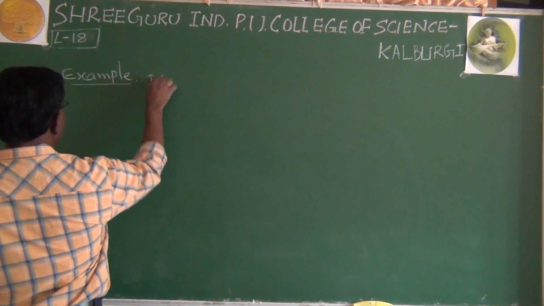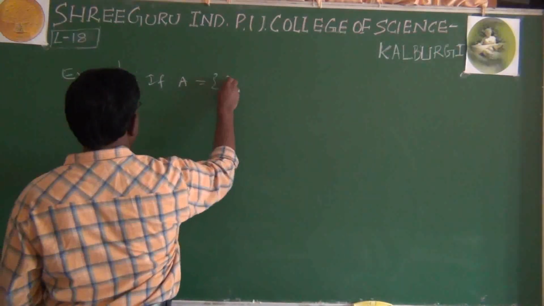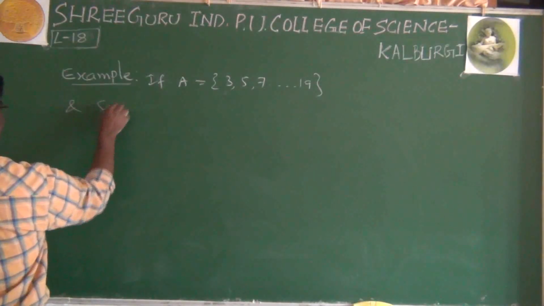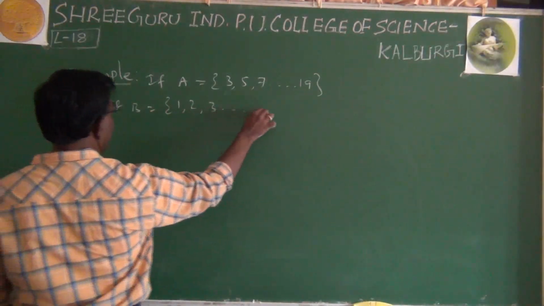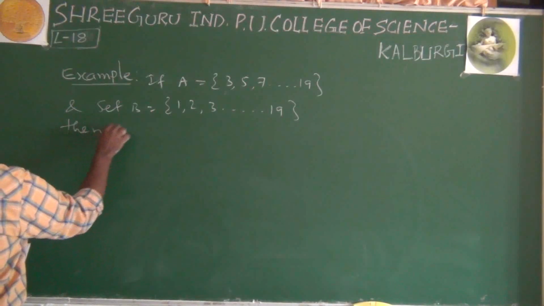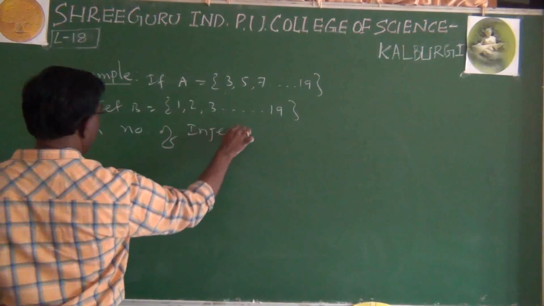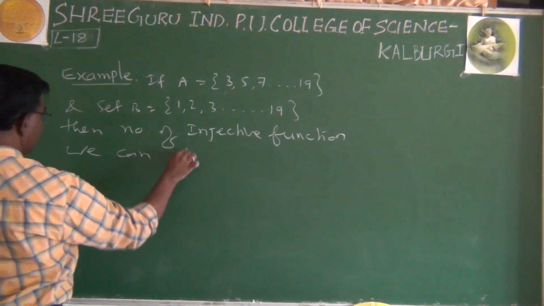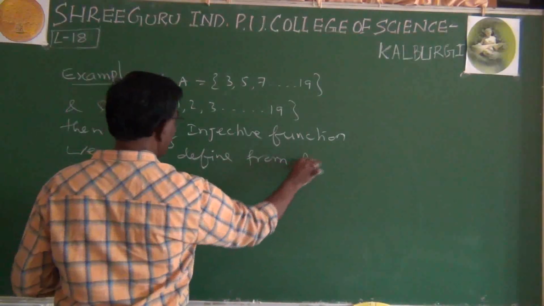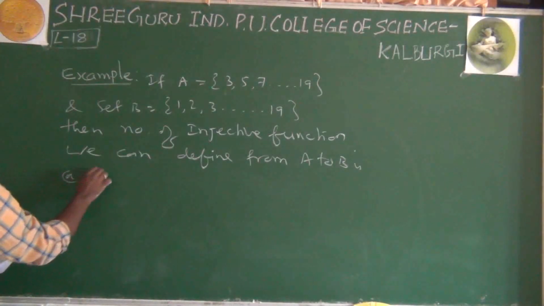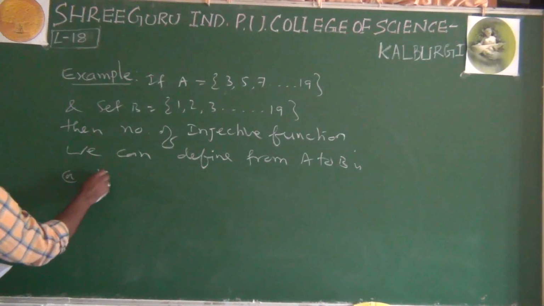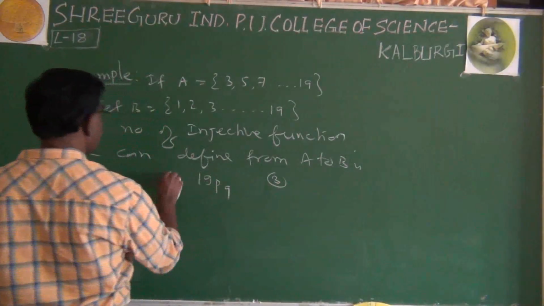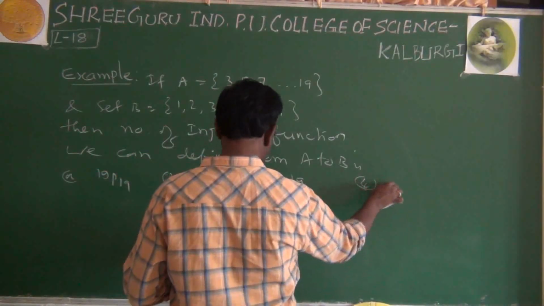Okay. If A equal 3, 5, 7, dash dash 19 and set B equal to 1, 2, 3, dash dash 19, then the number of injective functions we can define from A to B. Is the first option 19P19, second 19P9, third option 19, and fourth option 8.